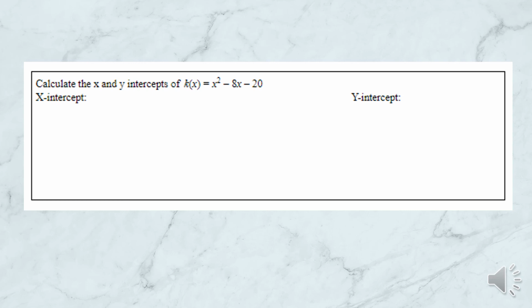To calculate the x-intercepts, again, we would need to factor this polynomial into x minus 10 times x plus 2, which means if we set those both equal to 0, our intercepts would be (10, 0) and (-2, 0). Our y-intercept would occur when our x value is 0. So everywhere I see an x, I'm going to put a 0, and I would get my y-intercept to be (0, -20).